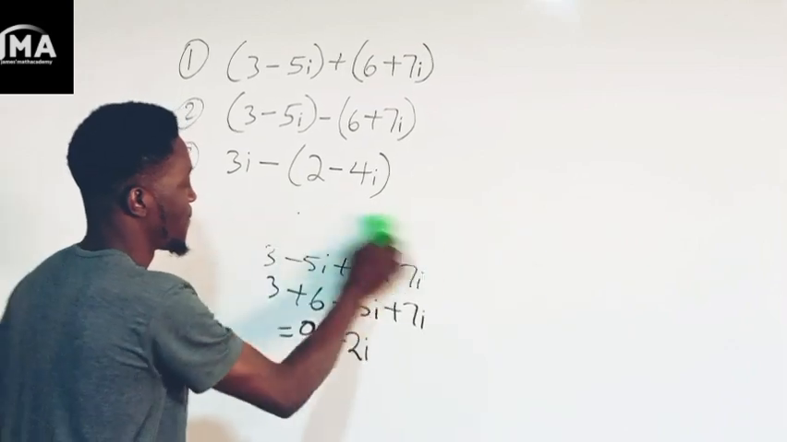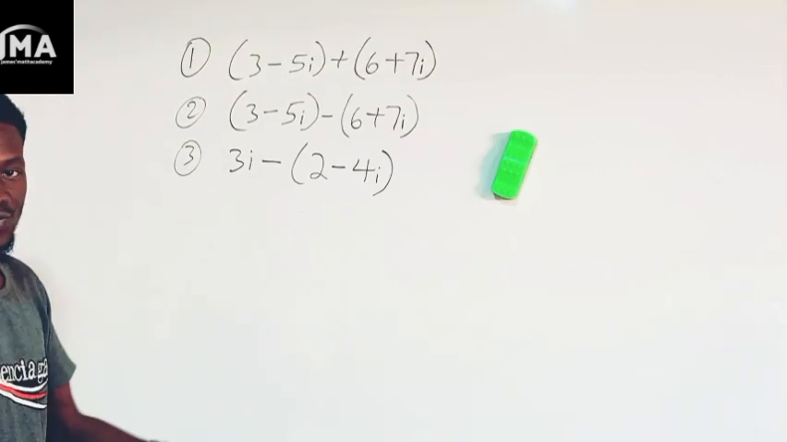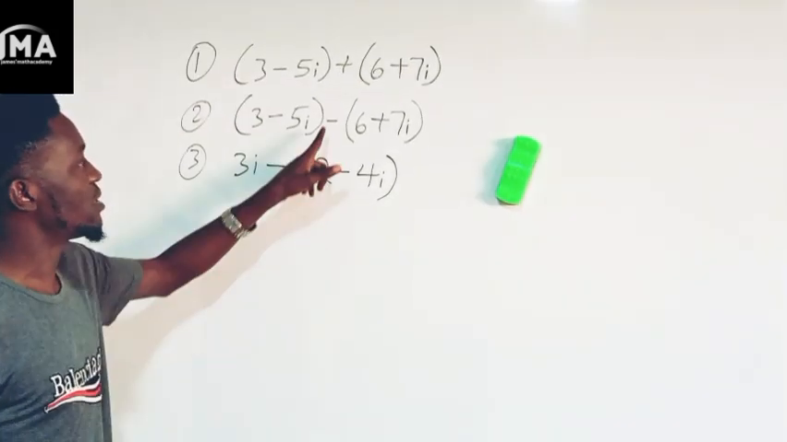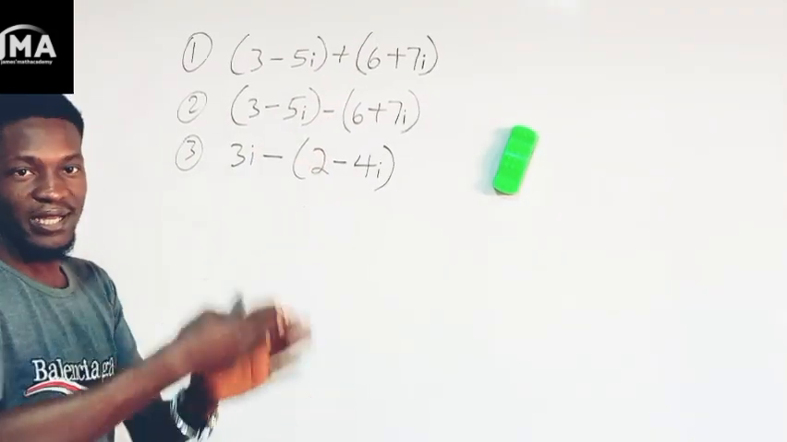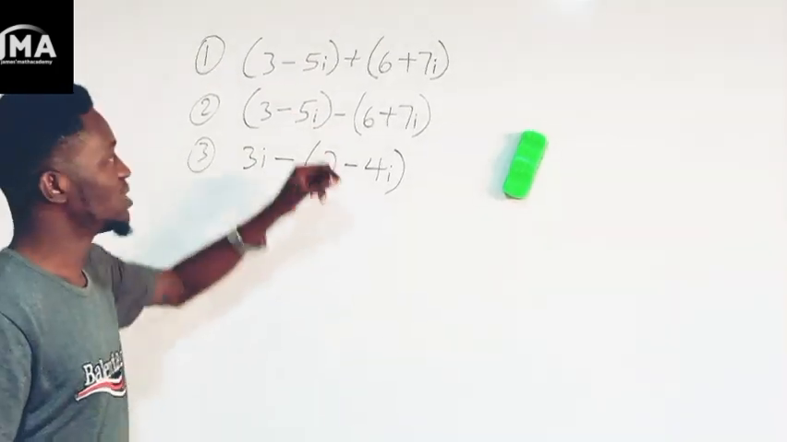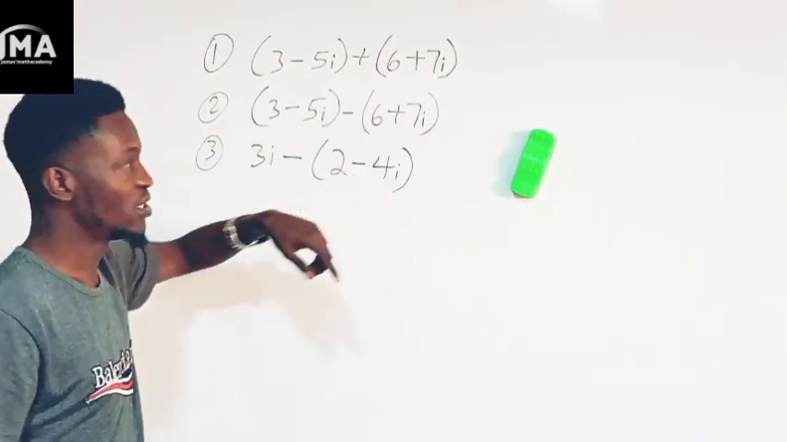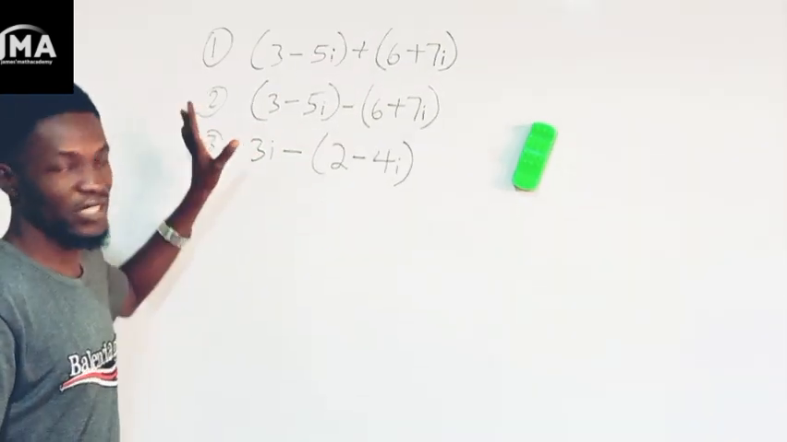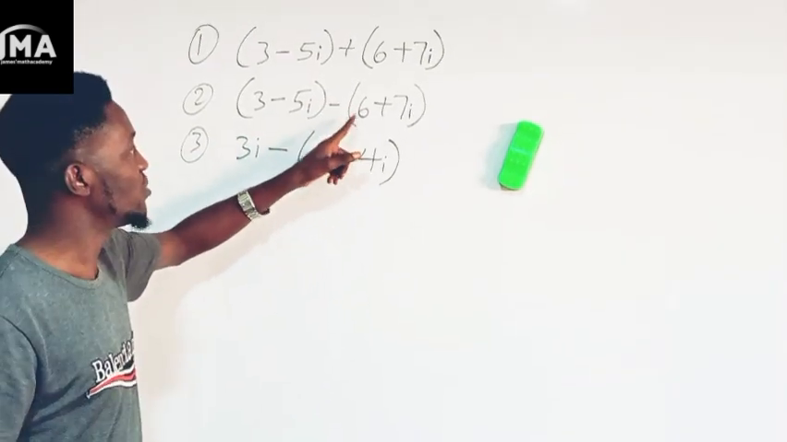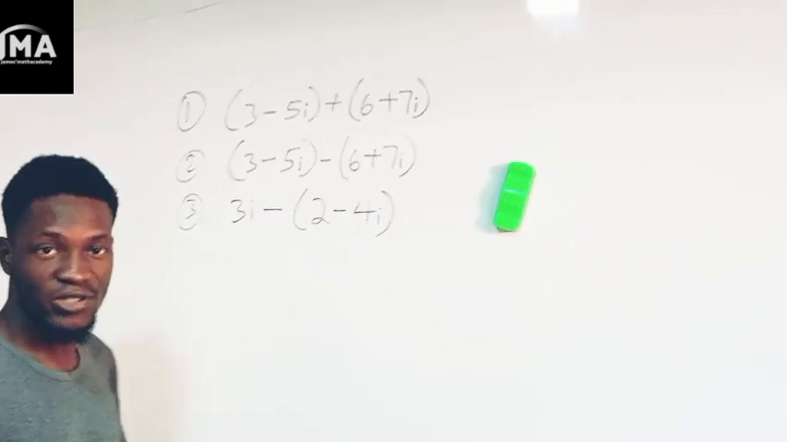Let me clean this. In our number two, there's nothing attached to the bracket, so you're going to open the bracket. But there's something I want you to note. Whenever you see a minus that is close to a bracket, it means minus one. Before you can open the bracket, that minus one must act on each of the terms inside the bracket. So I have to use that minus one to multiply each of these terms. Let me show you how it is done.